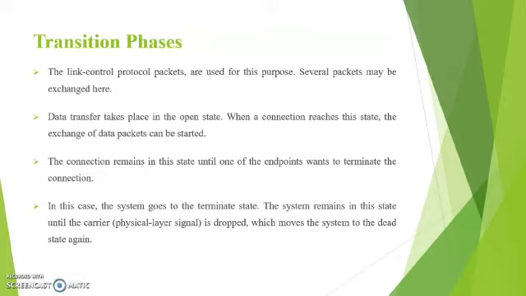Data transfer takes place in the open state. When a connection reaches this state, the exchange of data packets can be started. The connection remains in this state until one of the endpoints wants to terminate the connection. In this case, the system goes to the terminate state. The system remains in this state until the carrier is dropped, which moves the system to the dead state again.